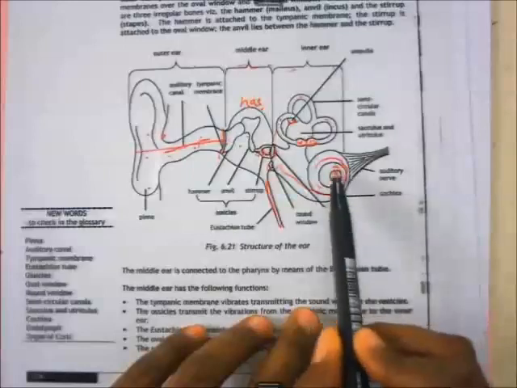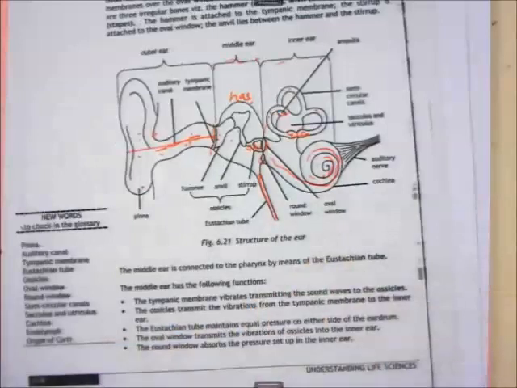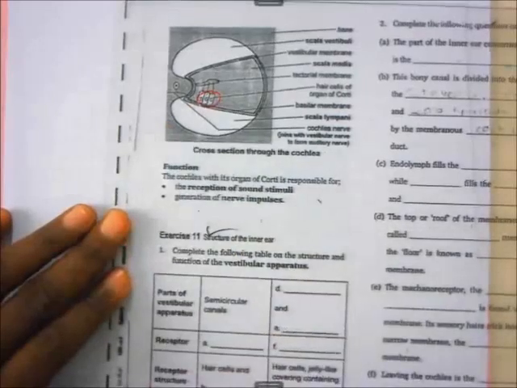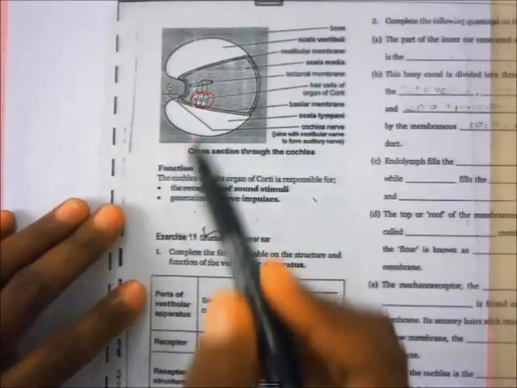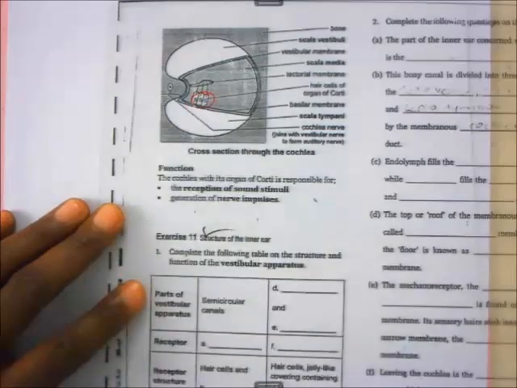Okay, and then here in the cochlea, as I've said to you, there is a structure which is called the organ of what? Of Corti. So now this is called the organ of what? Of Corti. So now here are what? Here are the hair cells of what? Of the organ of Corti.